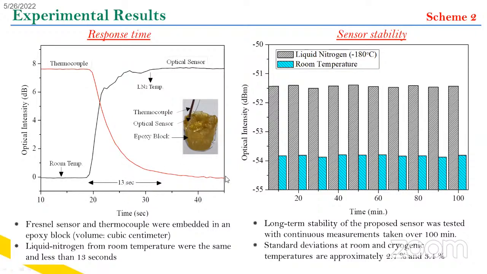And also here you can see the stability of our sensor. We kept the sensor at liquid nitrogen temperature for almost 102 hours, and at room temperature the sensor performance has not changed, it is very stable. So that is why we validate that this sensor can monitor the temperature very well, and it is also stable, and the repeatability is also good.